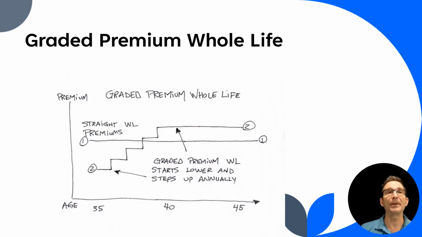The total amount being paid is going to end up being the same, but it's a different way of slicing the pie, slicing the premium payments to make it suitable or more amenable to a particular customer. So you can see here that the death benefit is still going to be the same. It's just the premium payments that are being modified or graded.